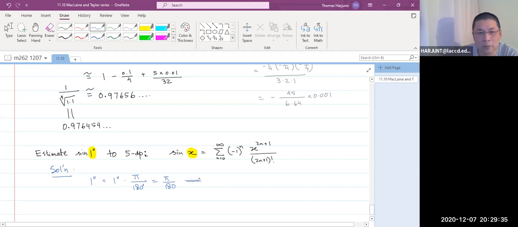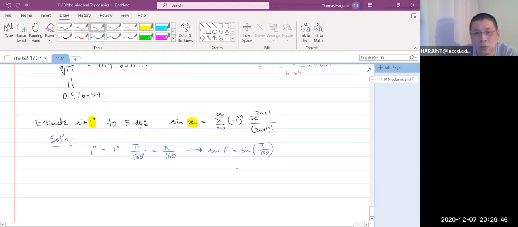Now then, sine 1 degree is equal to sine pi over 180. So this is equal to the series of negative 1 to the n, pi over 180 to the power of 2n plus 1, over 2n plus 1 factorial.